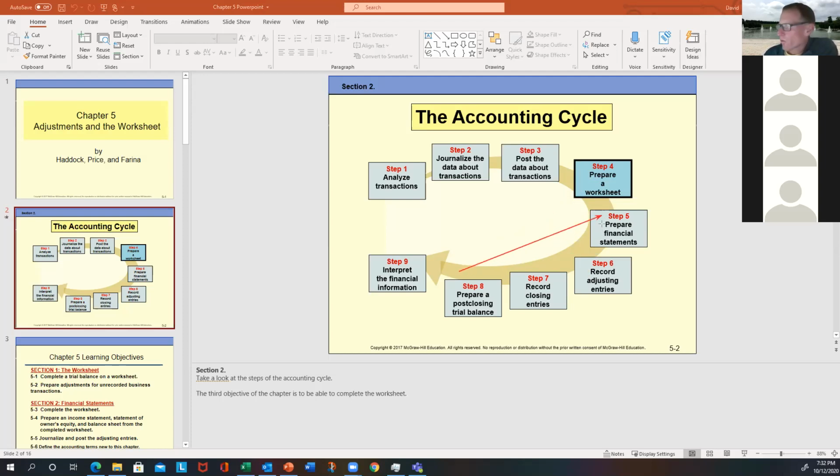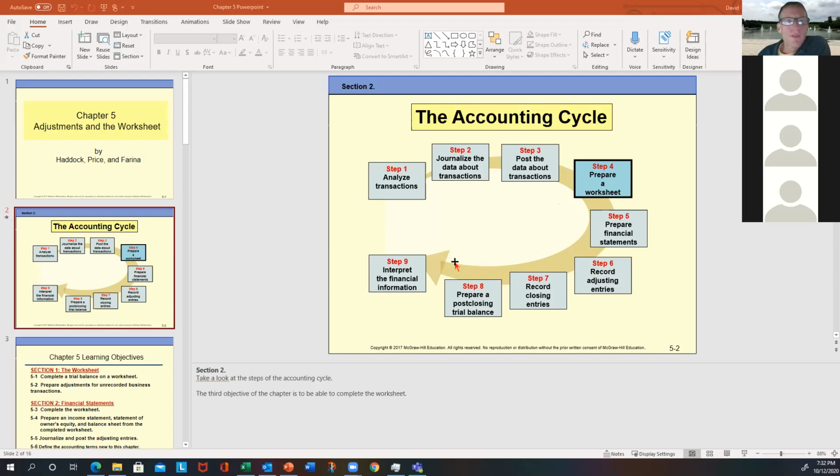I don't know if they just got it backwards, but typically you don't prepare financial statements until after you've recorded the adjusting entry. I didn't make this particular slide, even though I like the little scheme. Typically, the financial statements will be prepared after you've recorded and posted your adjusting entry. So what they call steps 4, 5, and 6 is what we're doing in chapter 5. Looking ahead, eventually we'll get to steps 7, 8, 9, the closing entries. That's going to be chapter 6.